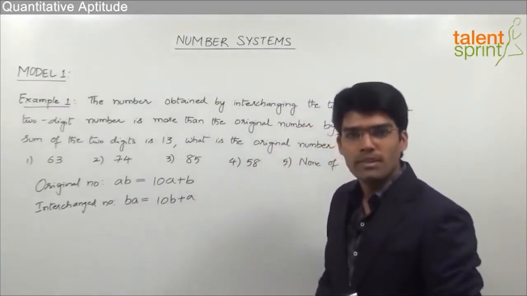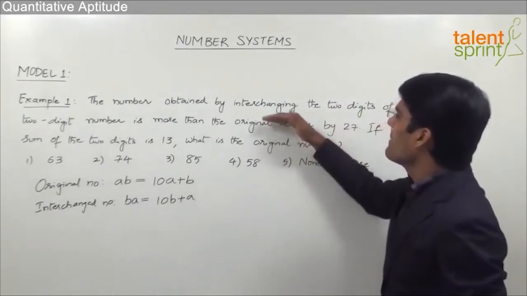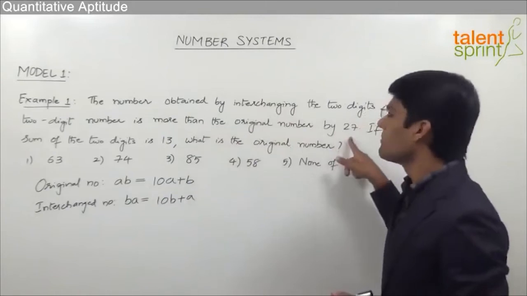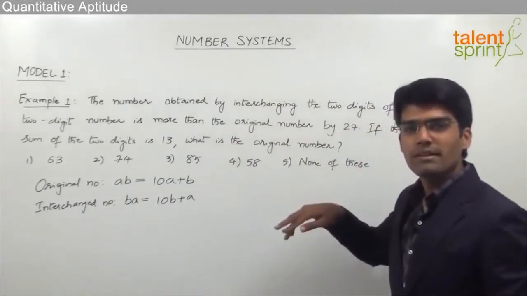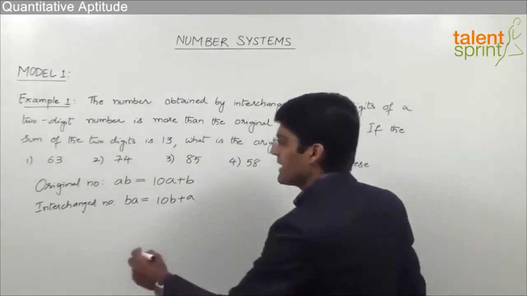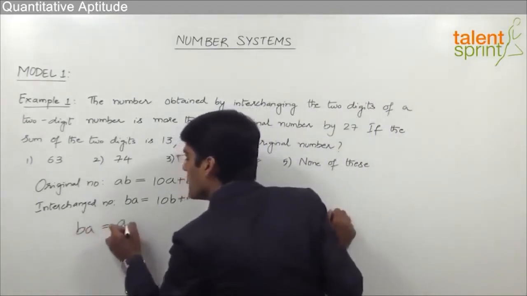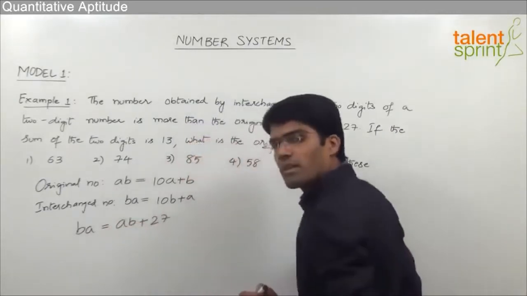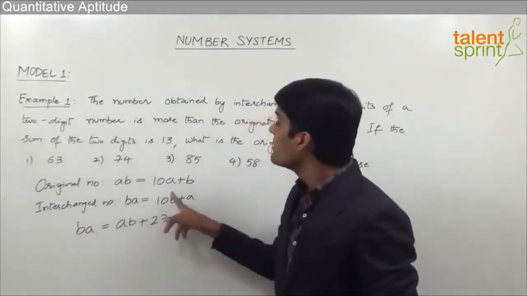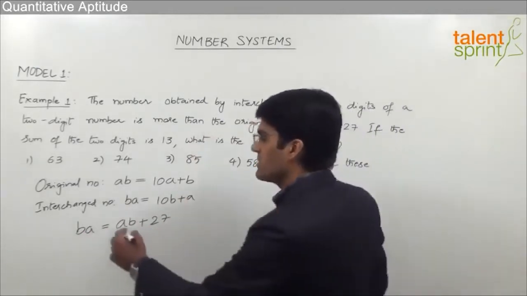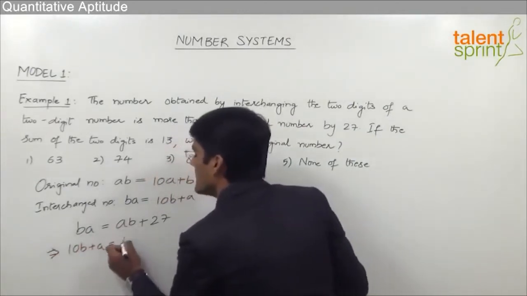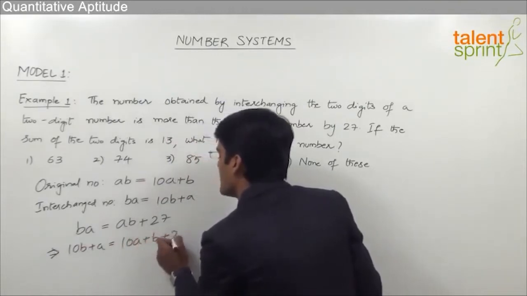Now as given in the question, the number obtained by interchanging the two digits, that means BA, is more than the original number by 27. That means the interchanged number is equal to the original number plus 27. So BA equals AB plus 27. But in calculations, we should take BA as 10B plus A, and AB as 10A plus B. So let us substitute: 10B plus A equals 10A plus B plus 27.